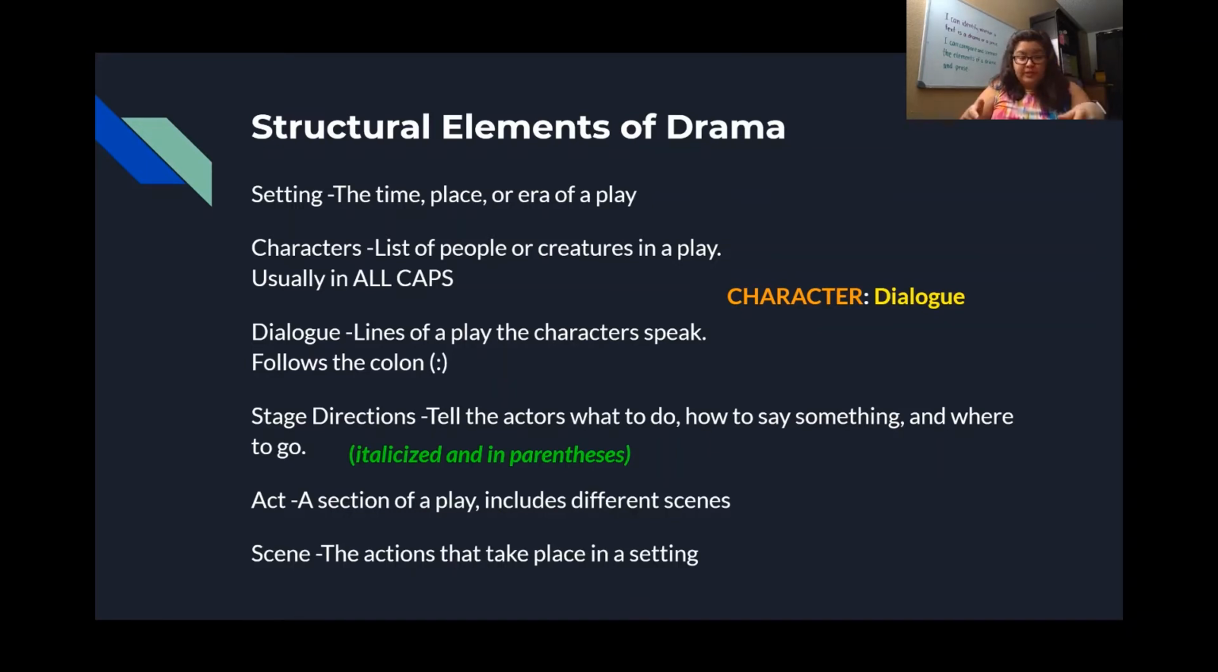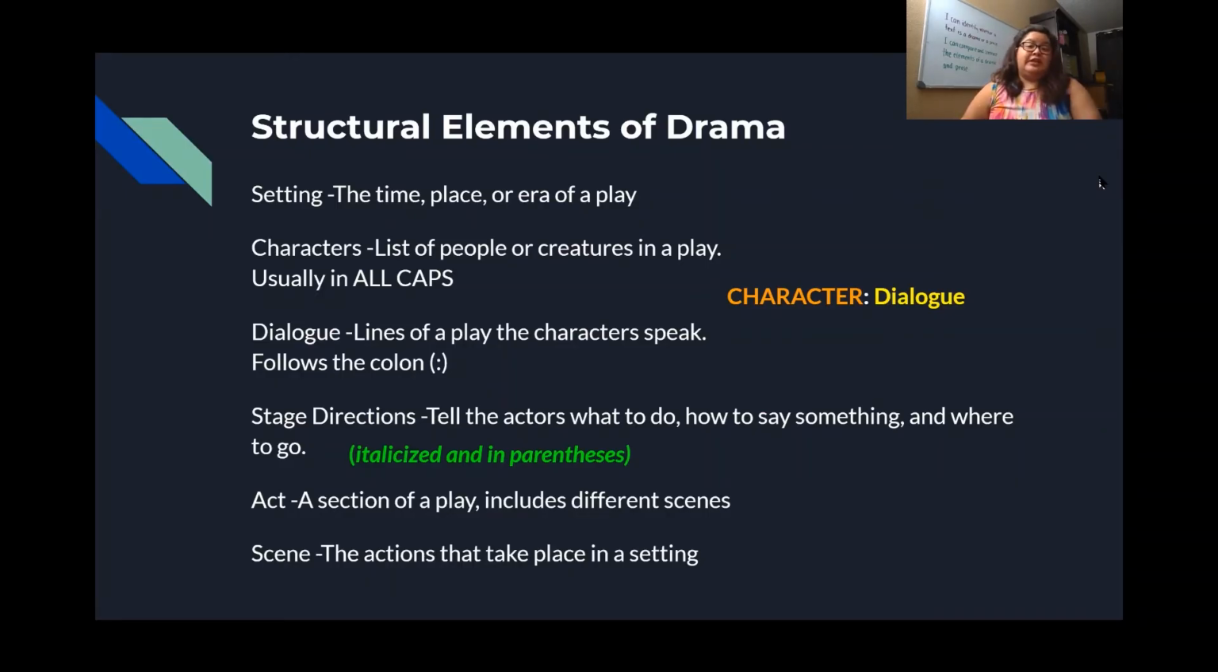The next two pieces are kind of like chapters in a book. So you have an act. An act is a section of a play that includes different scenes. And a scene is all of the actions that take place in a setting. So if you think about a movie, pretend we're in a movie right now, everything that happens in this room is a scene. Say I take the camera and walk into the next room. That will be a new scene, because it's a new action in a new setting. And you put those things together, you break it up into acts.